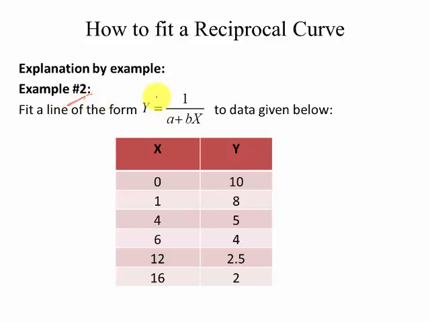X and y data is given and we need to fit the form of y is equal to 1 over a plus bx, and because this is in the form of this we call it as reciprocal curve.